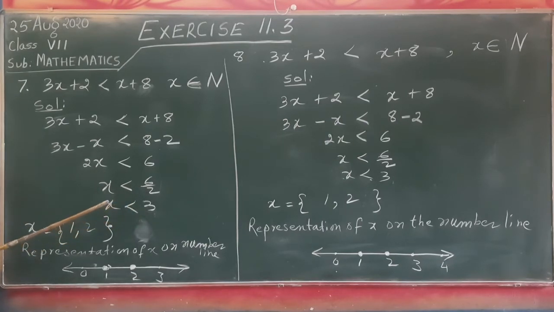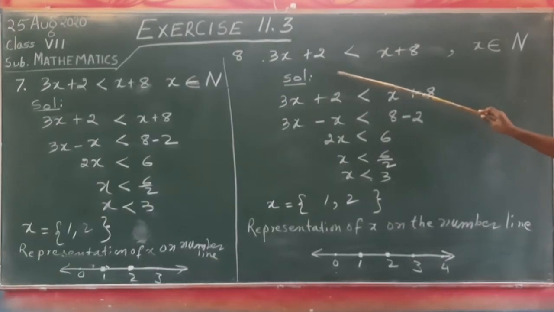Now x is less than 3 and natural numbers begin from 1. So 1 and 2 can be the only solutions in the solution set. Now the representation on the number line, though we write 0, 1, 2, 3, only 1 and 2 will be darkened. Okay.